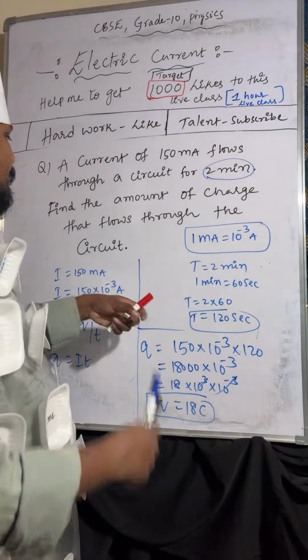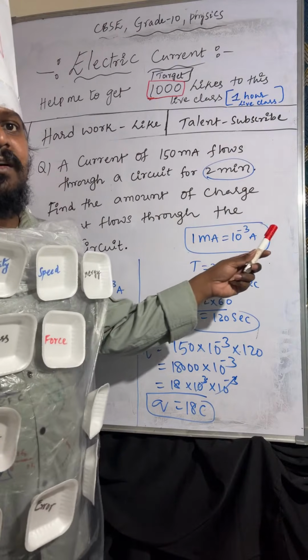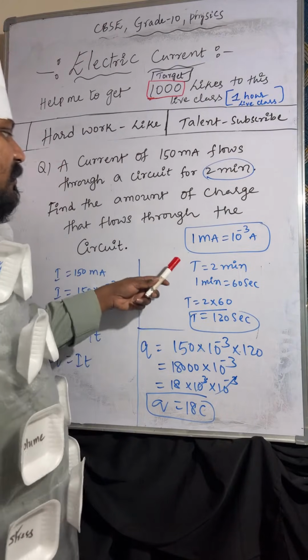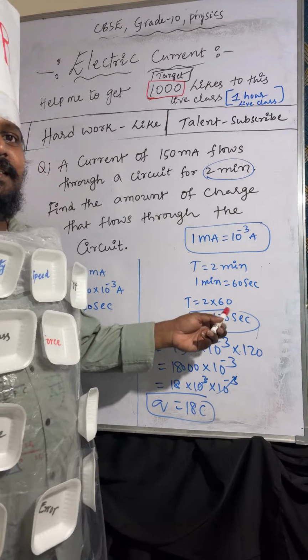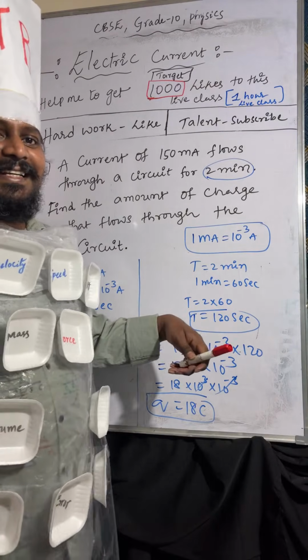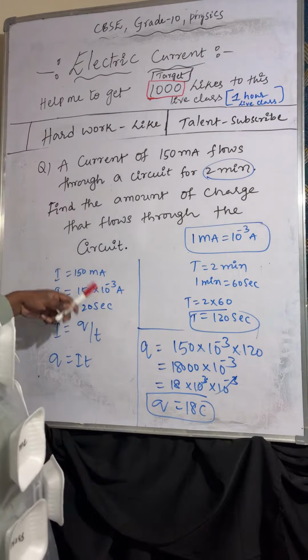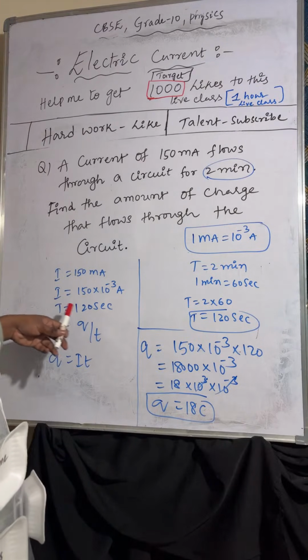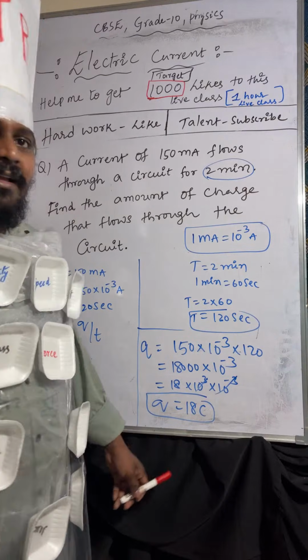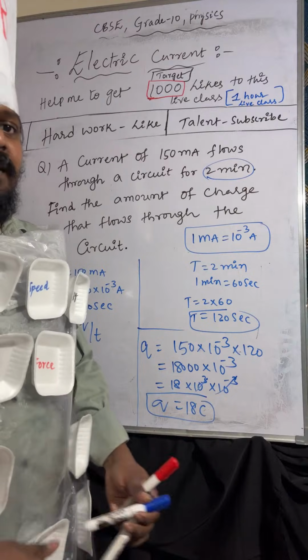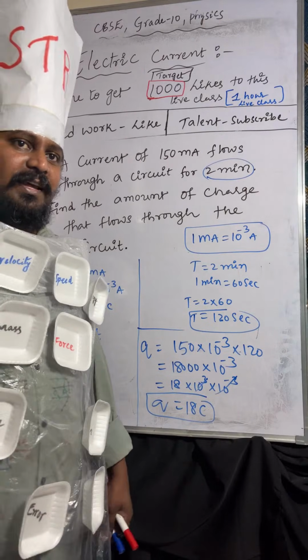Okay, so next question. Once again, let's observe here. 1 milliampere equals 10 power minus 3 ampere. Time equals 2 minutes, that is 1 minute equals 60 seconds, 2 into 60, that is 120 seconds. I hope it is very clear. You can see I equals 150 milliampere. So I equals Q by T, Q equals IT, so Q is 18 C.